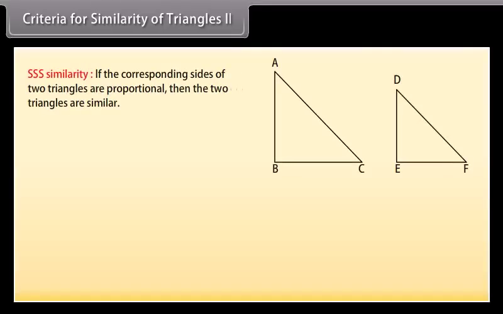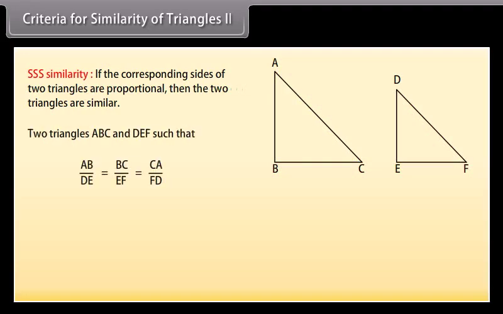Criteria for similarity of triangles. 2. SSS similarity. If the corresponding sides of two triangles are proportional, then the two triangles are similar. Two triangles ABC and DEF such that AB upon DE is equal to BC upon EF, which equals CA upon FD. Then the two triangles are similar by SSS similarity.